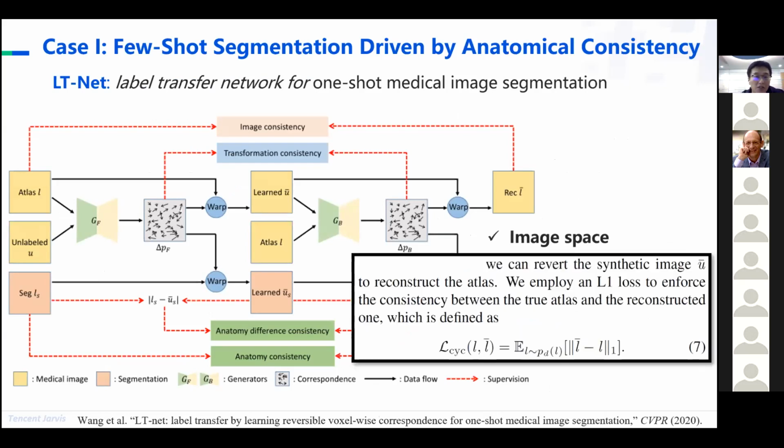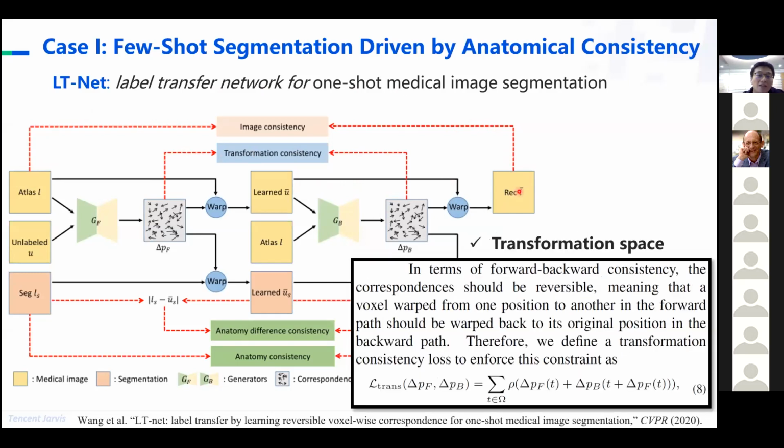The first is in the image space. We can add another transformation to deform the warped atlas back to its original form. In this way, we can use the image consistency between the original atlas and the reconstructed atlas. Here we use L1 loss. This cycle consistency is actually quite classic right now.